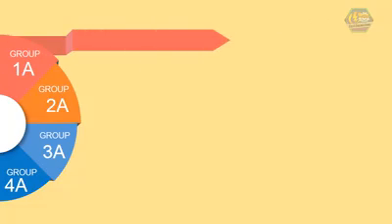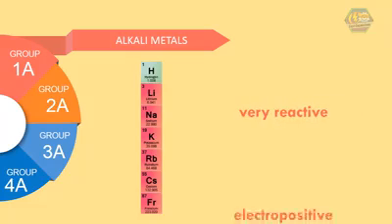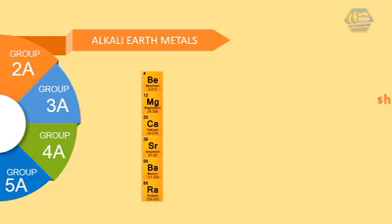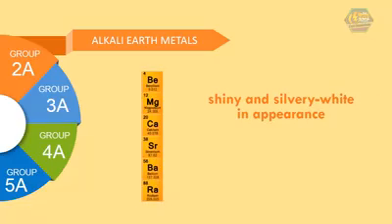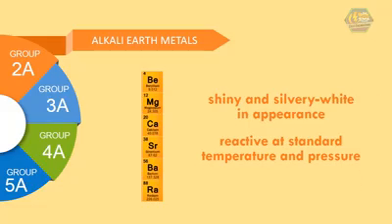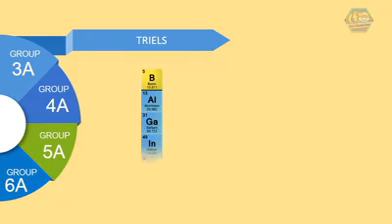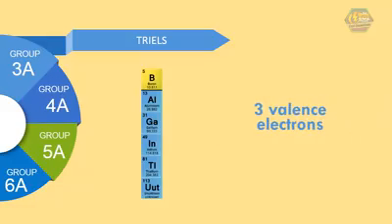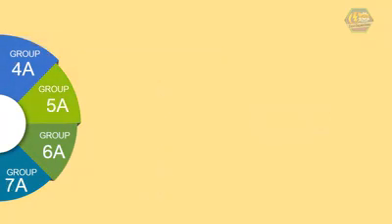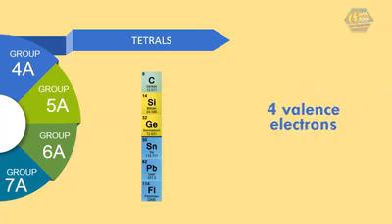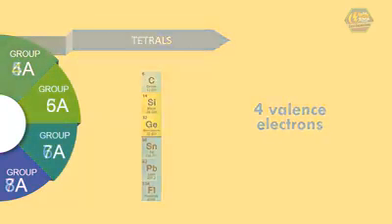Group 1A is called alkali metals, which are very reactive and electropositive. Group 2A is called alkaline earth metals, which are all shiny and silvery white in appearance, and somewhat reactive metals at standard temperature and pressure. Group 3A is called triels, which are characterized by having 3 valence electrons. Group 4A is called tetrels, which are characterized by having 4 valence electrons.